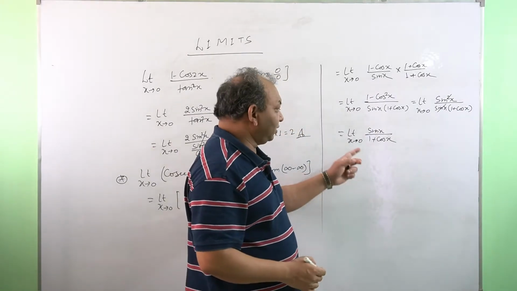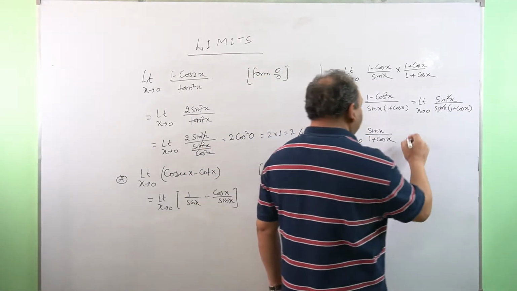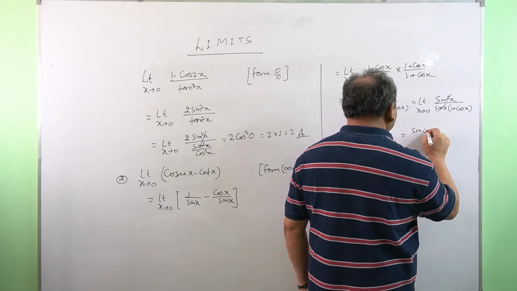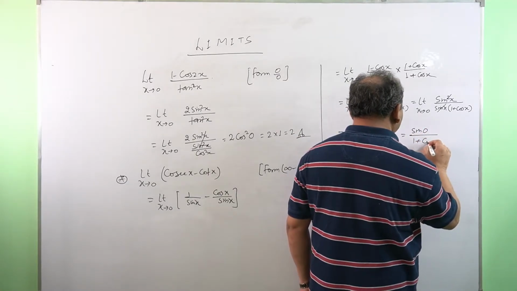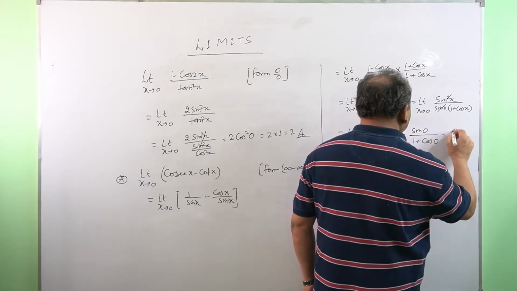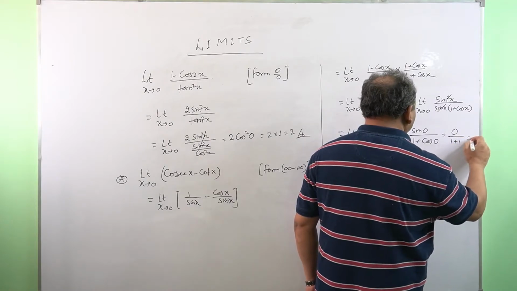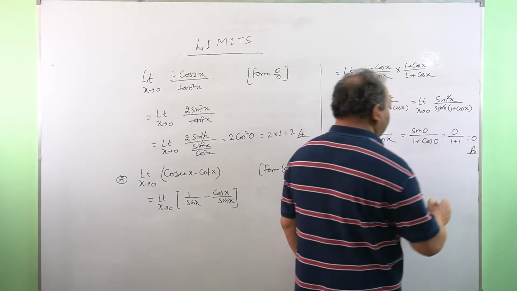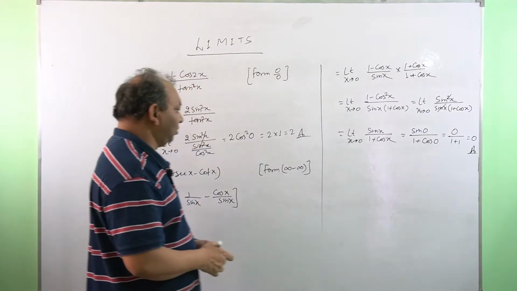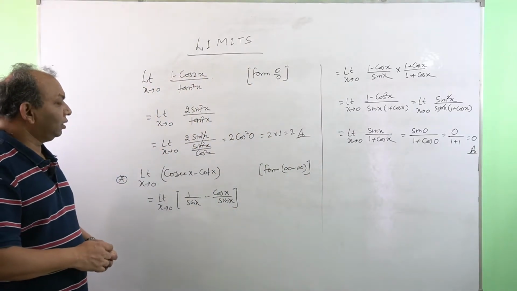Now substitute the limit. Put x equal to 0 here. So sin 0 divided by 1 plus cos 0. Sin 0 is 0, by 1 plus 1, that is 0. So 0 is the required answer of this limit. Let's take another question.